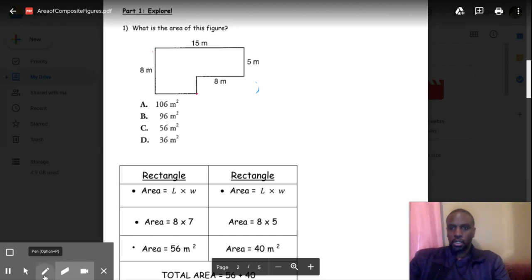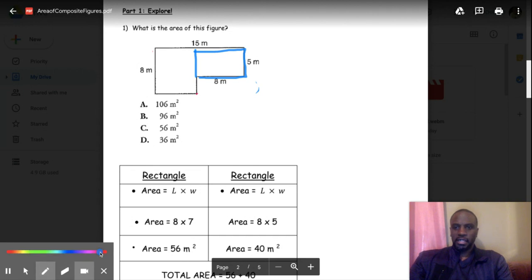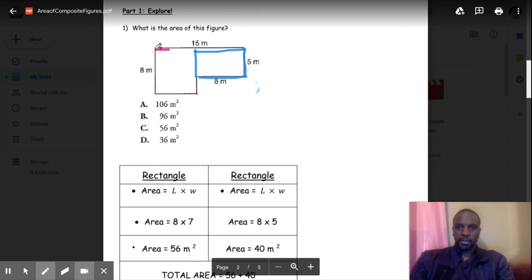Okay, so what I'm going to do here, I'm going to look at this and say, oh, you know what? I think I have two shapes here. So I'm going to make a line here and do it like that. Bam. So I have one rectangle here, and I'm going to highlight it in blue. Okay, I have one rectangle there, and then I have another rectangle right here, and then I'm going to add those shapes together.